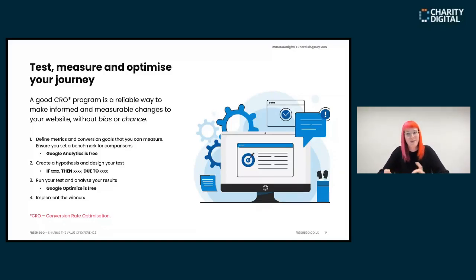I've spoken specifically about A/B testing and experimentation here, but for smaller charities, it might not be an option. But in these cases, another round of well-executed user testing can reveal all you need to know.